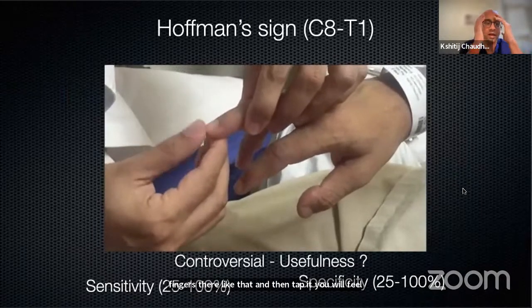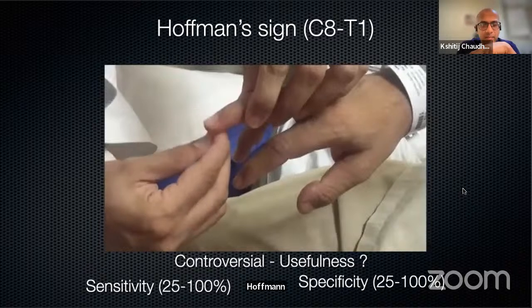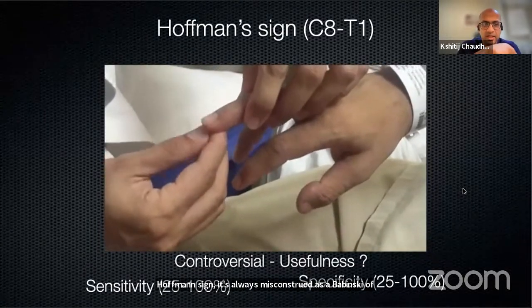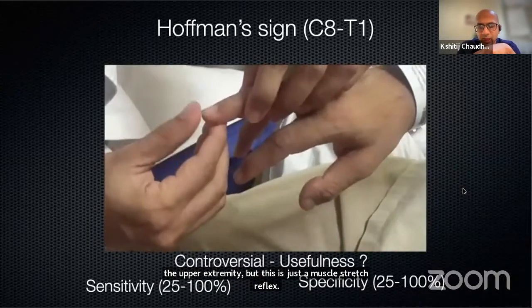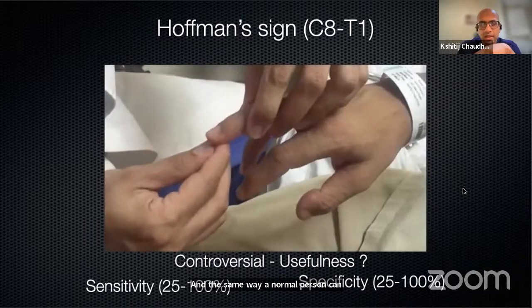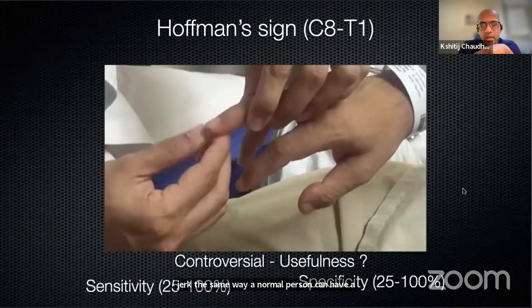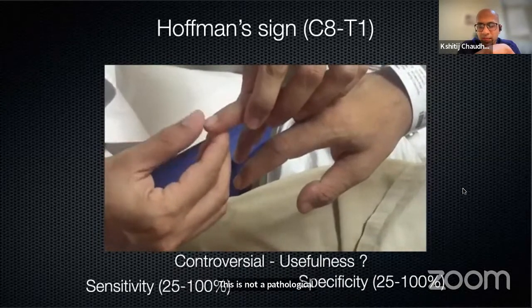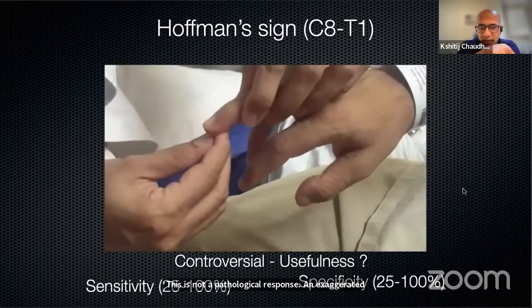Hoffman sign is always misconstrued as a Babinski of the upper extremity, but this is just a muscle stretch reflex. In the same way a normal person can have a brisk knee jerk, a normal person can have a positive Hoffman sign. This is not a pathological response. An exaggerated Hoffman sign just means that the muscle stretch reflex is exaggerated.